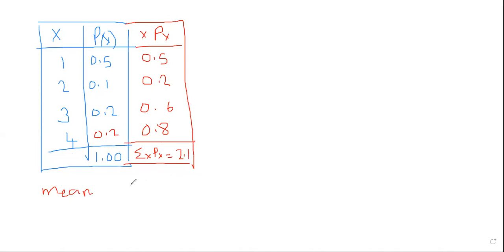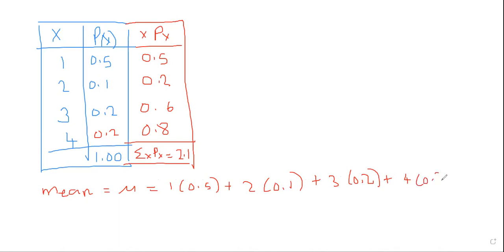How do we get the mean? We simply multiplied 1 times 0.5, then 2 times 0.1, then 3 times 0.2, and 4 times 0.2. The sum total is what we call our mean, which is 2.1. Anyone behind on finding the mean, we get our 3 marks there.